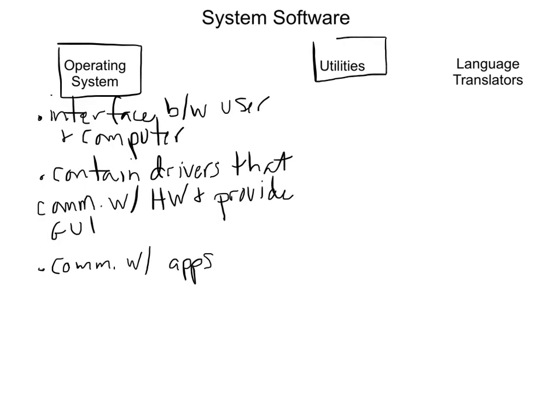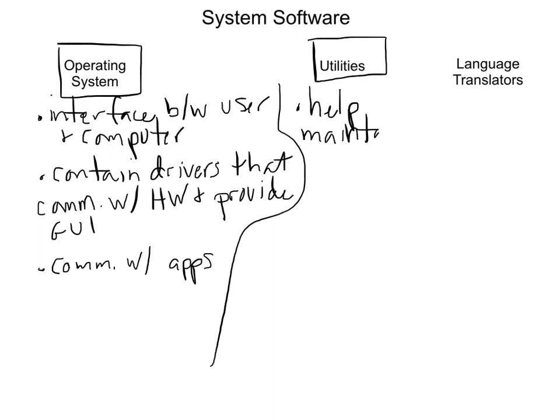Another section of system software is utilities. These utilities help maintain the computer hardware and software. Utilities like this only perform one task.